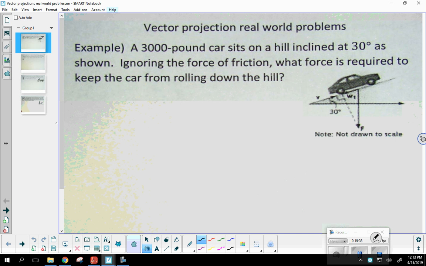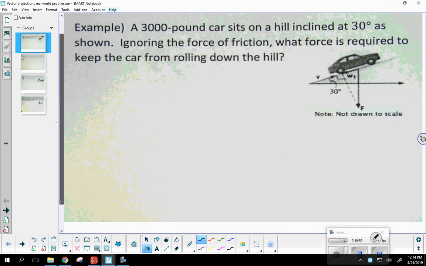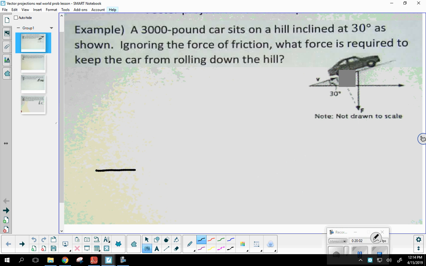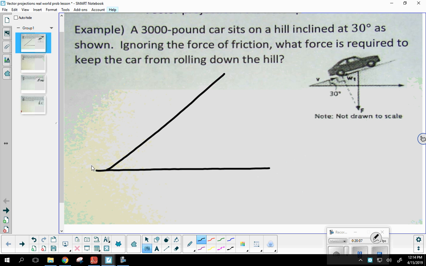This one says a 3,000-pound car sits on a hill, inclined at 30 degrees as shown. Ignoring the force of friction, what force is required to keep the car from rolling down the hill? Again, they're showing the diagram similar to the packet I gave you. They're creating this based on a parallelogram. I don't think it's necessary to make the diagram that difficult. Start with a straight line. Draw your incline. And instead of drawing the car again, let's just say this dot right here represents the car.